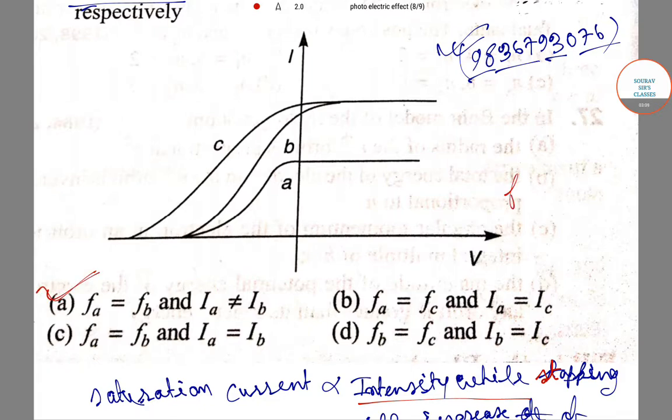Here the frequency of A is equal to the frequency of B and IA is not equal to IB. So here the correct option is A.